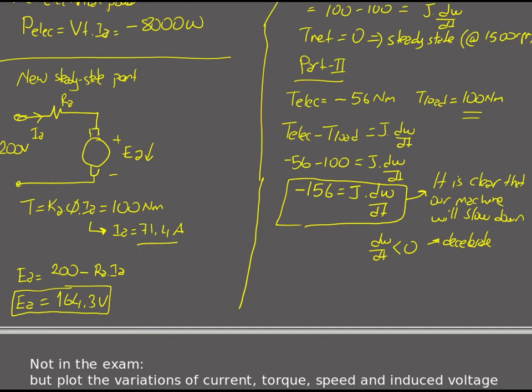Actually, you can calculate that one. Let me clean that part. I know Ea is equal to Ka times phi times omega, and that thing has not changed, and I know Ea was equal to 220 volts for 1500 RPM. Again, this is radians per second, or you can convert those things. So basically the new speed, N_s new, you can just use 164.3 divided by 220 times 1500 RPM. Let me write that one.